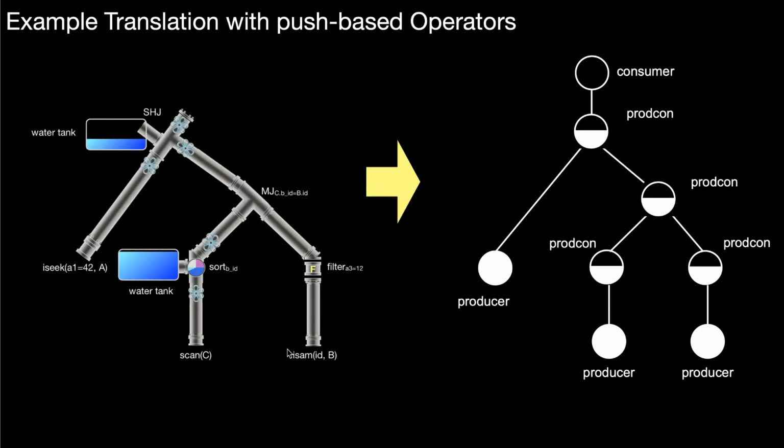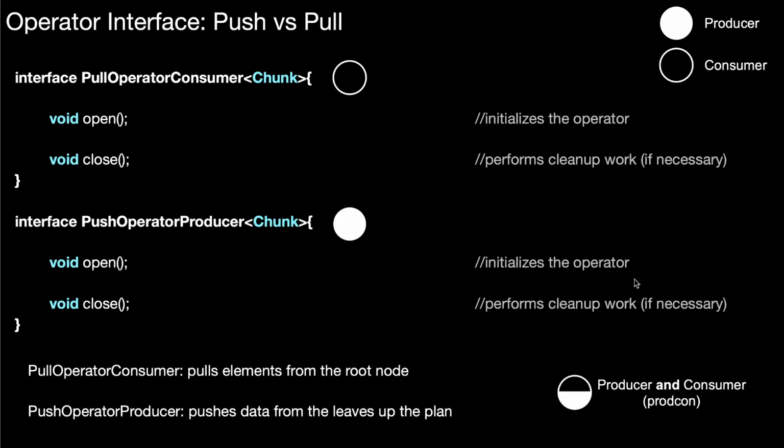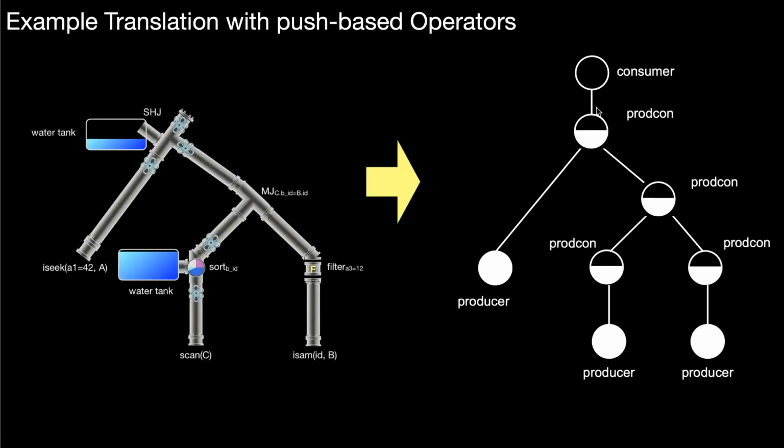So maybe let's look at an example of how that looks in the push-based world. Again, here's our plan, and how would that be translated? Basically, the leaves produce the data and push them to their parent nodes. Those parent nodes consume the data and then eventually also produce data for the next node. So all the internal nodes in the binary tree are what I coined prodcons. They have both roles at the same time. That's depicted here: at the same time producers and consumers.